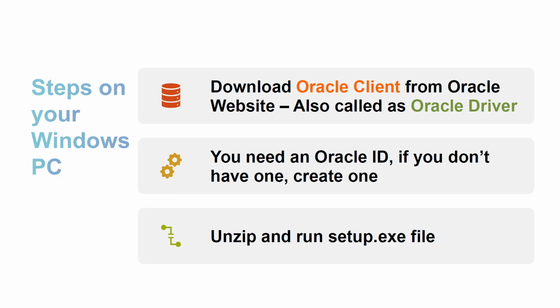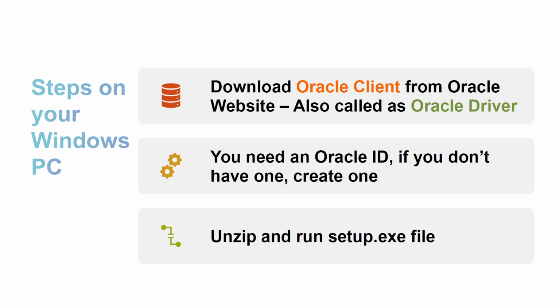Now, there are some steps that you need to do on your Windows PC. You need to download the Oracle client from the Oracle website, which is also called the Oracle driver. You need an Oracle ID to download the Oracle client. If you don't have one, create one. Once you have downloaded the Oracle client, unzip it and run setup.exe to install it.